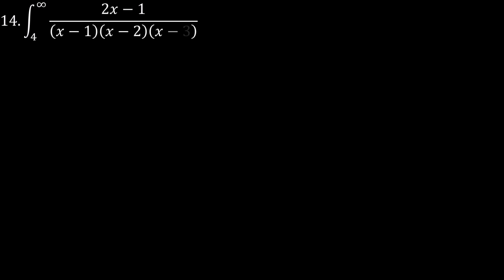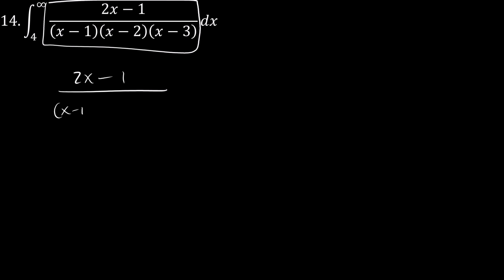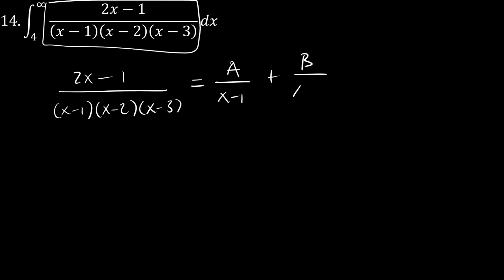Number 14 is the definite integral from x equals 4 to x tending to infinity of 2x minus 1 over x minus 1 times x minus 2 times x minus 3. So what do we do? I think the first thing we can do here is to express this as partial fractions. So we can say 2x minus 1 over x minus 1, x minus 2, x minus 3 is the same as a constant, in other words, a polynomial 1 degree less than the denominator, plus b over x minus 2 plus c over x minus 3.